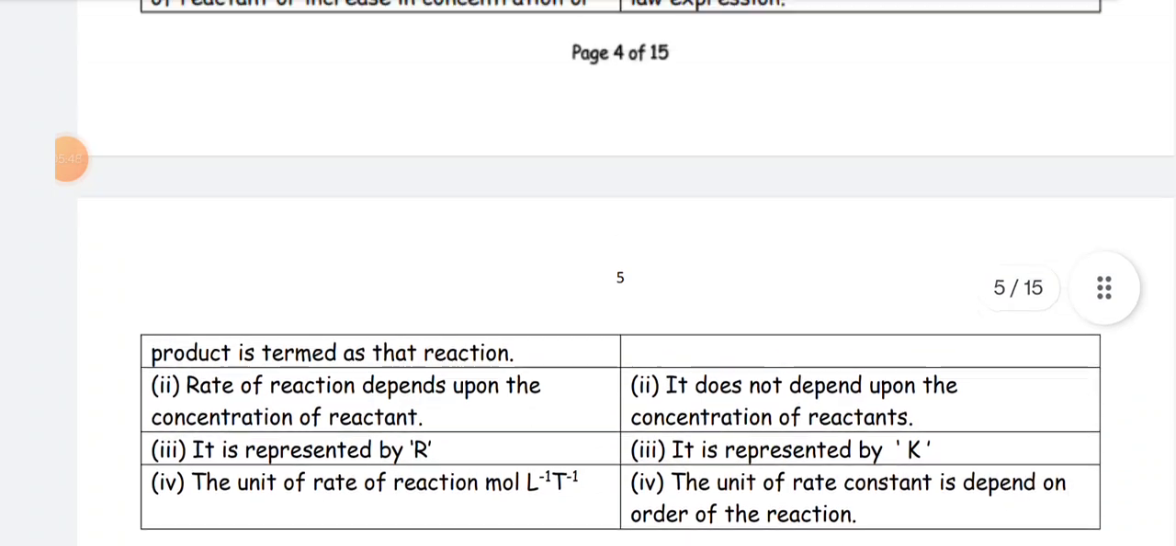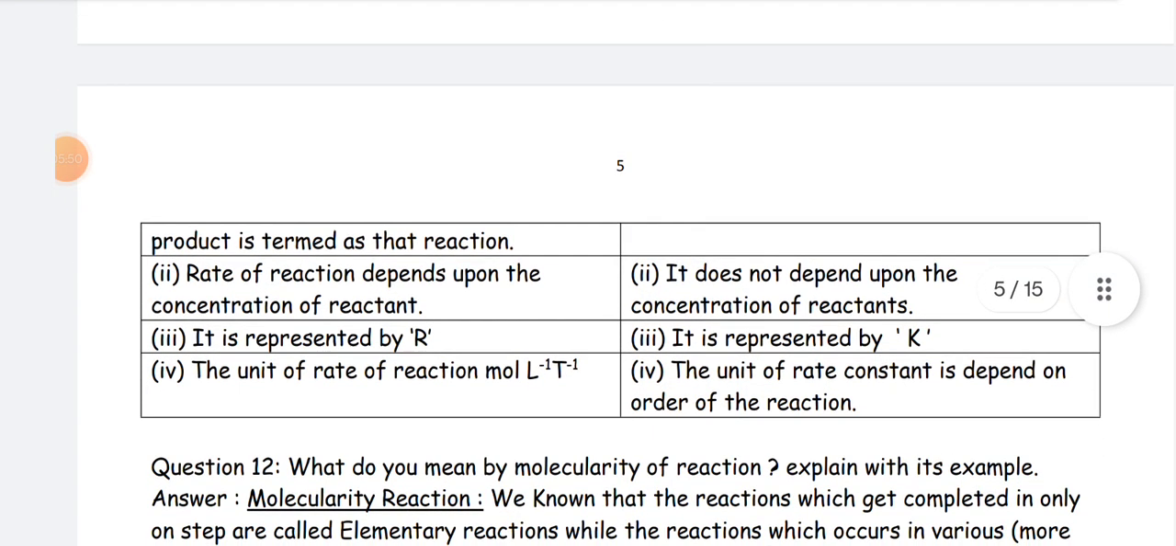Now the second difference between rate and rate constant. Rate of reaction depends upon the concentration of reactants, but rate constant does not depend upon the concentration of reactants. Rate is represented by R and rate constant by K. The unit of rate of reaction is mole liter inverse time inverse; instead of time you can say second inverse or minute inverse. But the unit of rate constant depends on the order of the reaction. So this is an important topic.